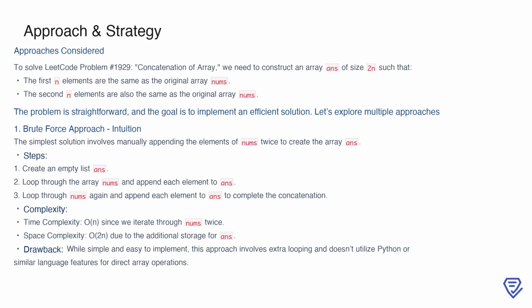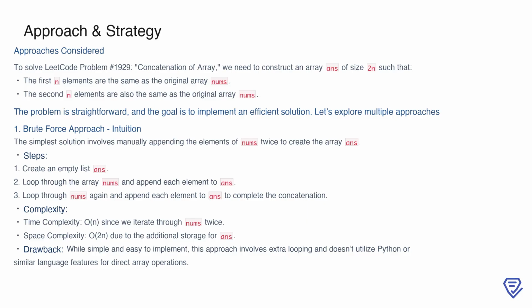To solve the problem of concatenating an array, we need to create a new array ans that is exactly double the size of the original array nums. The first half of this new array should be identical to nums, and the second half should also mirror the same elements in nums. This problem is fairly straightforward, but the challenge lies in implementing a solution that is both efficient and easy to understand.